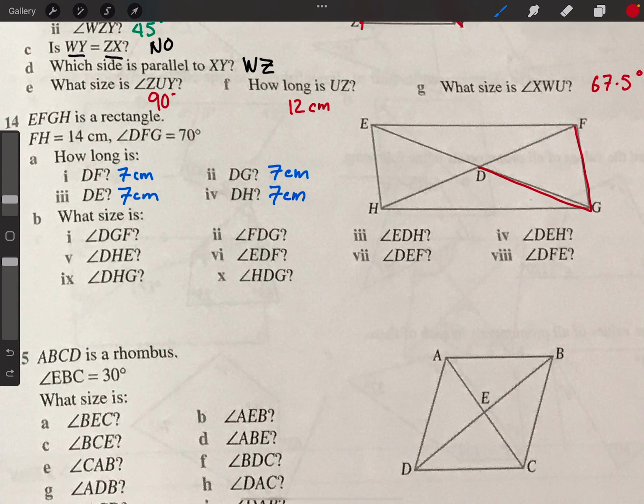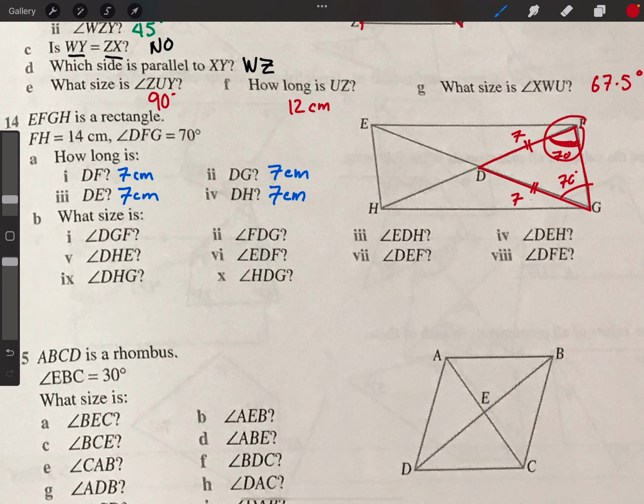DGF. So what's the size of this angle here? I think I'm missing something. Oh, right. We were told that this is 70 degrees, right? Let me just create a triangle here. We said this is 7 centimeters and this is 7 centimeters, so this length is equal to this length. What kind of triangle do we have now? Well, we have an isosceles triangle, which means that if this is 70, this must also be 70 degrees.